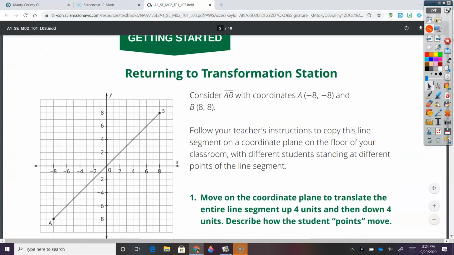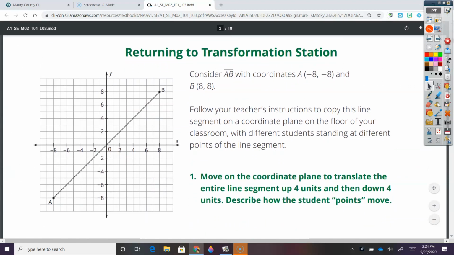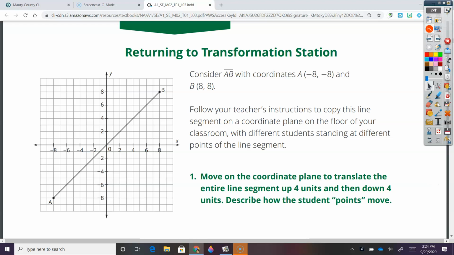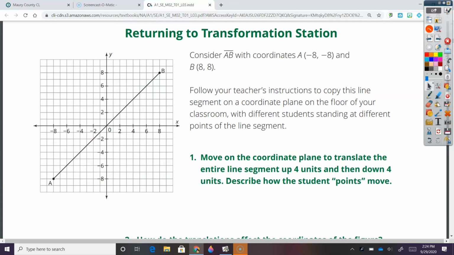Getting started. Returning to transformation station. Consider the line segment AB with coordinates A (-8, -8) and B (8, 8). Follow your teacher's instructions to copy this line segment on a coordinate plane on the floor of your classroom with different students standing at different points of the line segment. So let's imagine this. Move on the coordinate plane to translate the entire line segment up 4 units and then down 4 units. Describe how the students' points move.